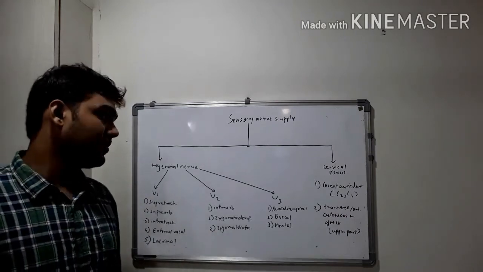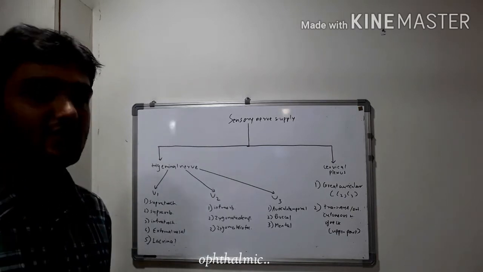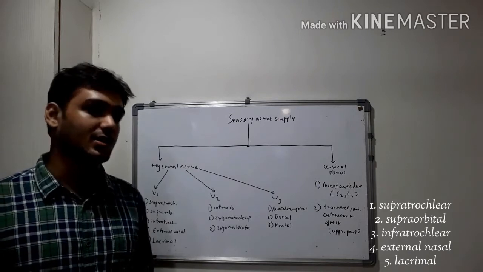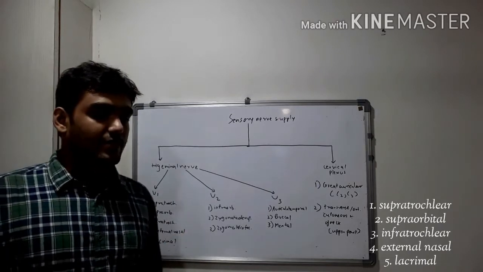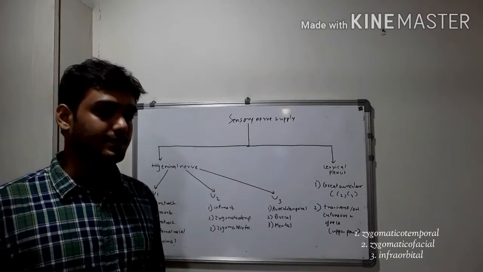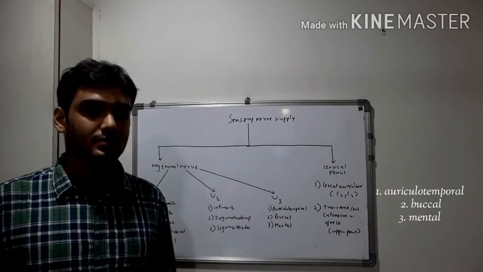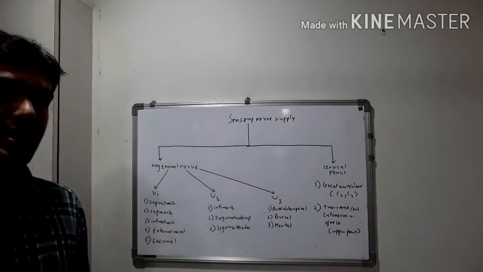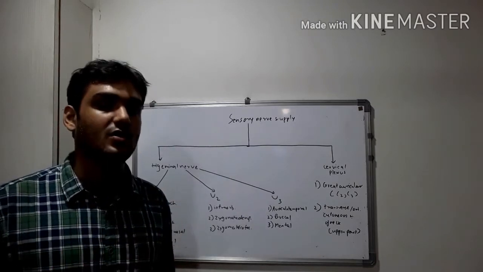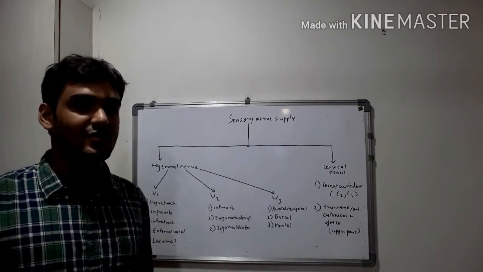And then coming to the trigeminal nerve. From the ophthalmic division, we have five nerves: supratrochlear, supraorbital, infratrochlear, external nasal, and lacrimal. From maxillary, we have zygomaticotemporal, zygomaticofacial, and infraorbital. And from the mandibular, we have auriculotemporal, buccal, and mental nerves. To know which parts these nerves supply, you need to watch my video on the trigeminal nerve. Therein I have explained in fullest detail which part is supplied by which branch.